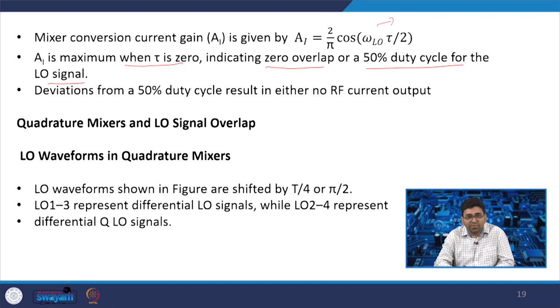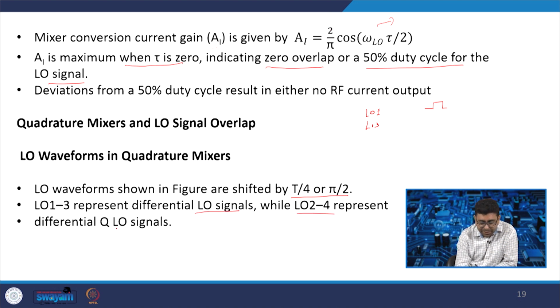What is the LO waveform in a quadrature mixer? The LO waveforms shown in the figures are shifted by T/4 or pi/2. So it is a 90° phase shift, and LO1 and LO3 represent the differential I LO signals, while LO2 and LO4 represent the differential Q LO signals.